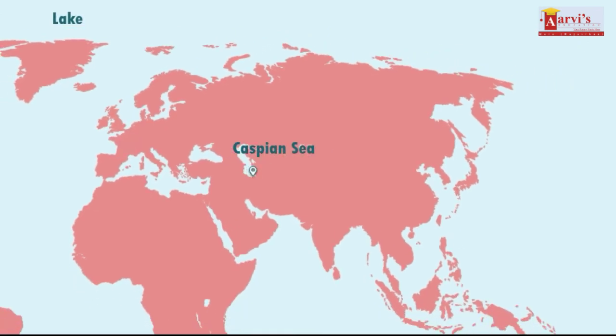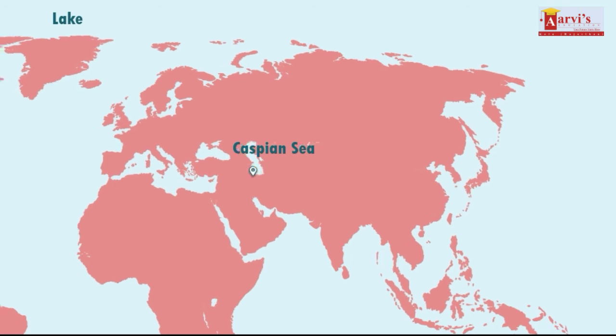Lake. A lake is a body of water that's surrounded by land. There are millions of lakes in the world. They are found on every continent and in every kind of environment, in mountains and deserts, on plains and near seashores. The largest lake in the world is the Caspian Sea.